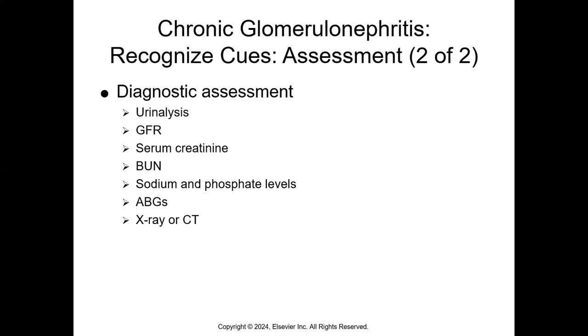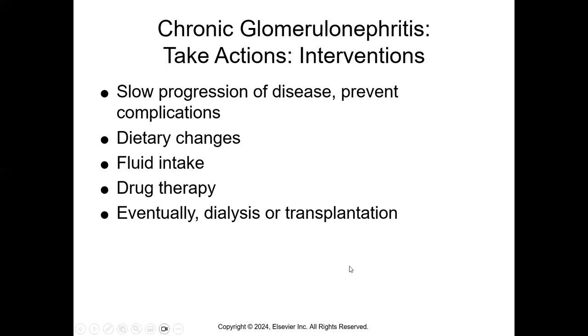ABGs, because the kidney regulates acid-base balance within the body, and specific gravity is going to be around 1.01 despite fluid intake, because what's happening is the fluid is not being processed by the kidneys, and so you tend to retain fluid with glomerular nephritis. This is a slow progressive disease.